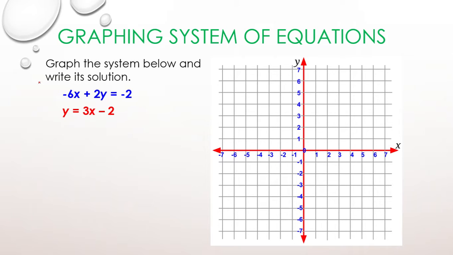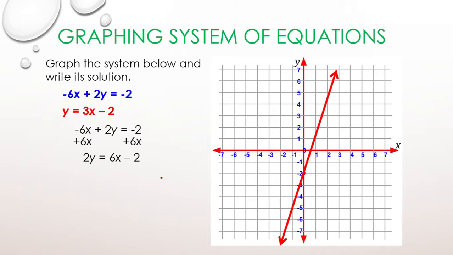So the red one is already in slope-intercept form, so we are going to graph that first. Y-intercept is -2, that's why we have a point at -2. Slope is 3, which means go up 3, right 1. We draw a line, so we have that. Second one is the blue equation. It is not in slope-intercept form yet, so we are going to make it into slope-intercept form. We're going to add 6x to both sides. So we have 2y equals 6x minus 2.